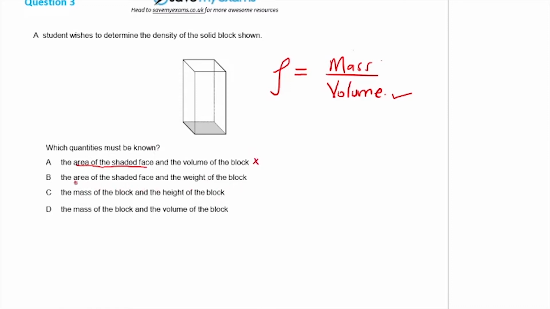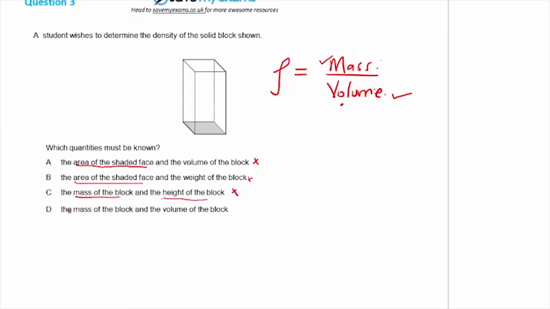Now, the area of the shaded face cannot help us find the density. We need something giving us mass and volume. So this is not it. Then we have the mass of the block and the weight of the block. Well, the mass of the block will help us find that, but the height of the block is not enough to help us get the volume. So this is also out.